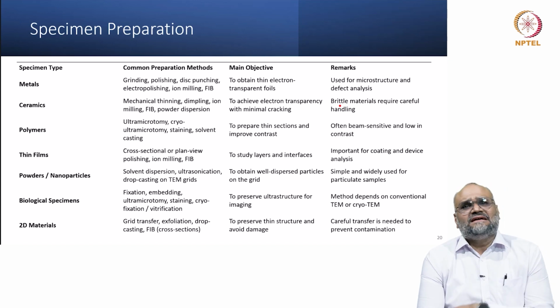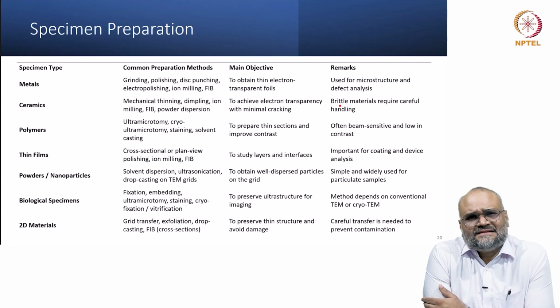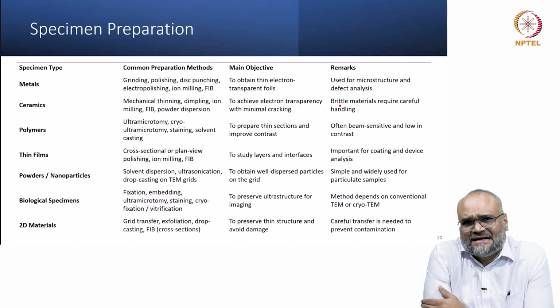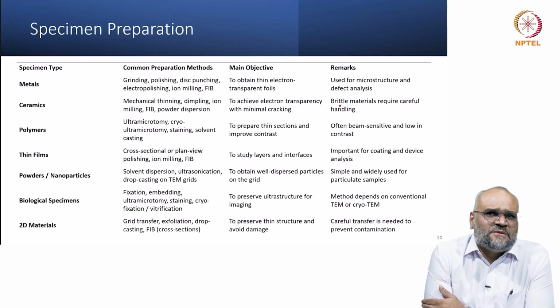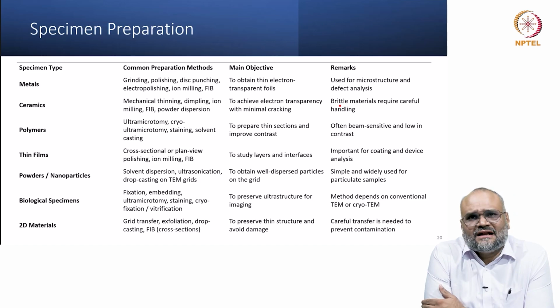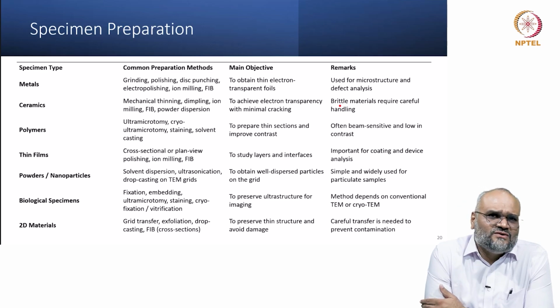Polymers, these are extremely beam sensitive. There are techniques like ultramicrotome, cryo-ultramicrotome, and also for some you do staining, solvent casting and so on. Polymers and biological specimens have similar specimen preparation methods. The primary intention here is to improve the contrast, and that is why you do staining. For example, people use some silicon oxide beads, and they are used as markers, and you also coat them with gold or something else, and you do some dose tests and so on.